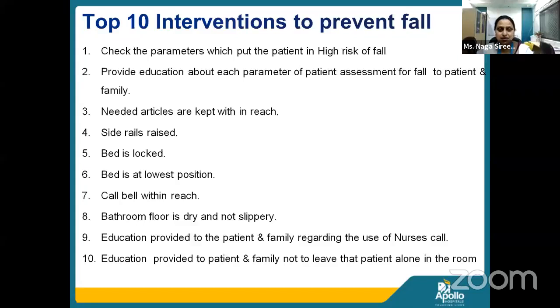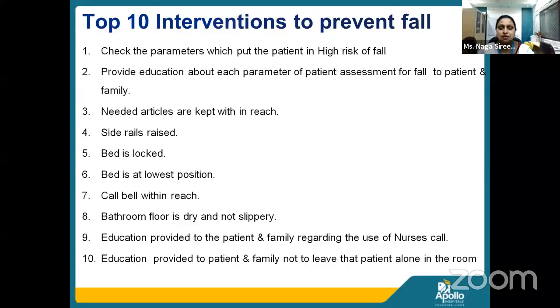And as I rightly said, in our education, we need to clearly instruct the patient not to get out of the bed because they are at high risk for a fall, and needed articles should be kept within reach. As I said, a little cup of water next to the patient locker, specs near the patient, and if the patient wants to void, urinal or bedpan within reach, so that the patient won't get up and strain himself. Side rails should be raised always. Bed should be locked. This is very, very important.